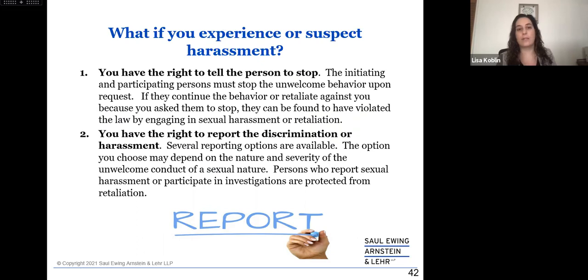Okay, so if you experience or suspect any harassment or discrimination in the office, you should know two things. Number one, you have the right to ask someone to stop behavior that's unwelcome and disrupting your work, if you feel comfortable doing so. You do not have to approach the person if you're uncomfortable with that, but you have the right to say something.